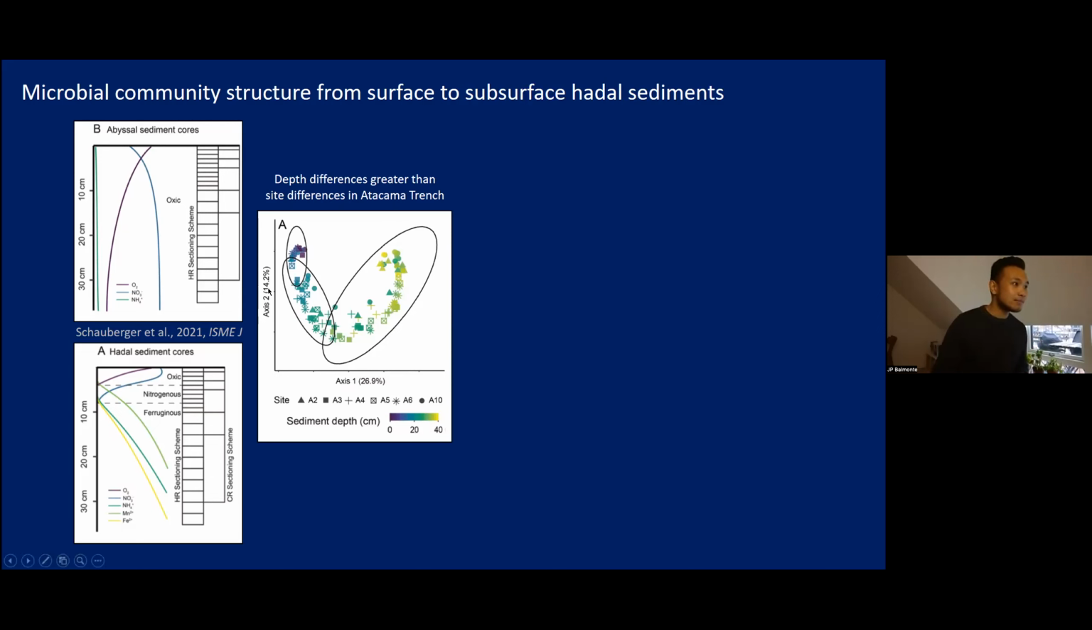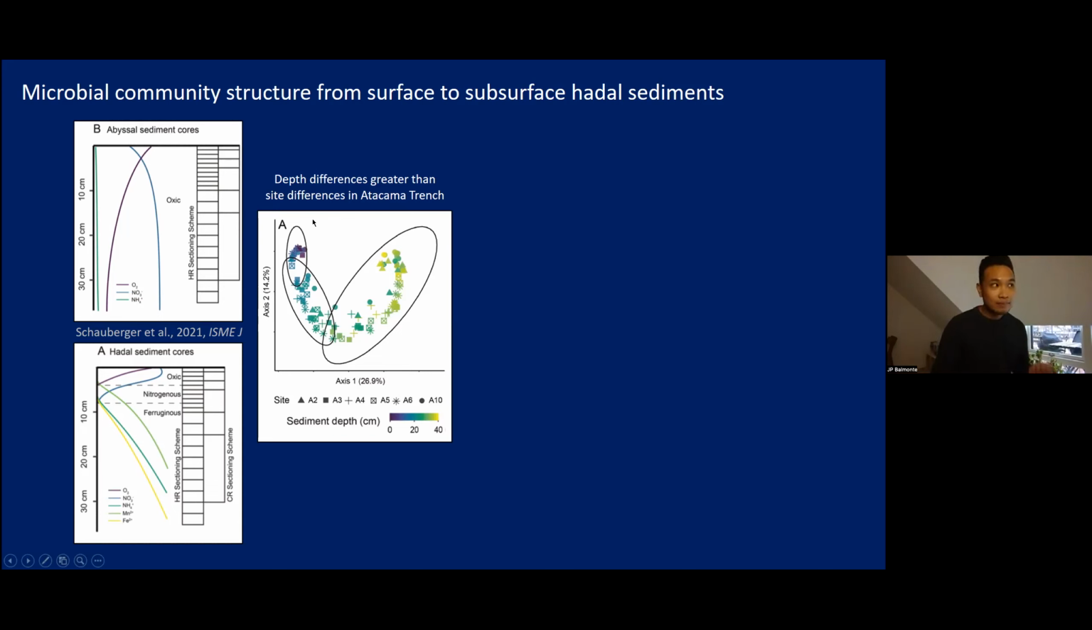So this is a PCoA plot. And I believe they use Bray-Curtis dissimilarity here. And the colors indicate sediment depth such that darker colors are shallower sediments, or sorry, the surface of the sediment, and then going deeper into the sediment transitions into the yellow. And this also incorporates all of the different sites that they looked at in the Atacama Trench. So essentially what this shows us, when just looking at one trench, but multiple sites within the trench, is that depth differences are greater than site differences in this one trench.